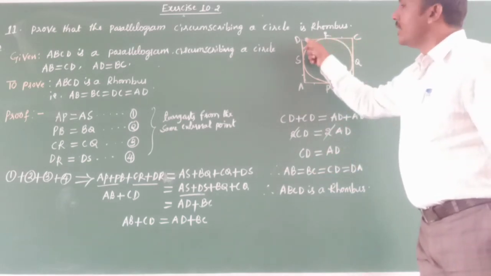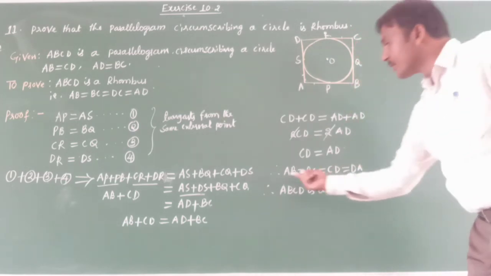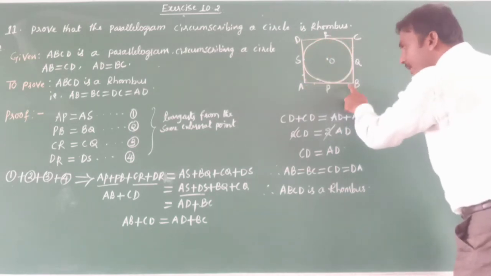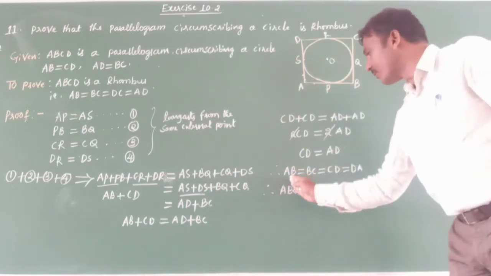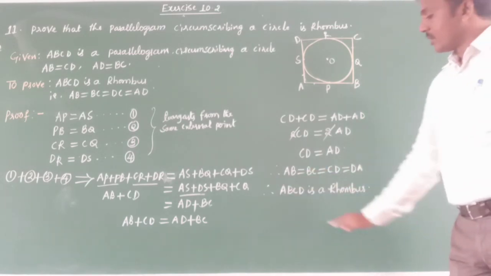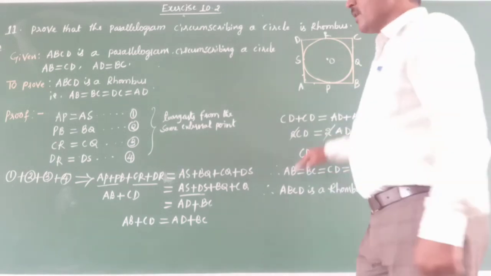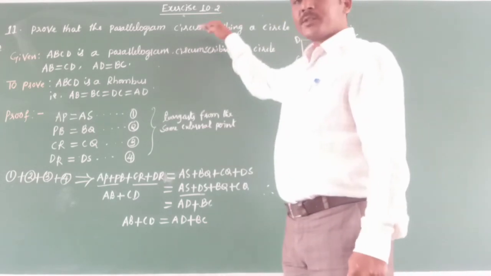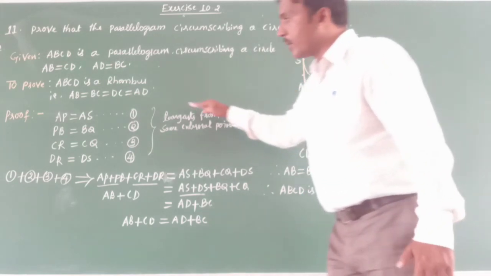CD is equal to AD. AD is the same as BC, and CD is equal to AB, so all sides will be equal. Therefore, AB is equal to BC is equal to CD is equal to DA. All sides are equal, therefore ABCD is a rhombus. This is the proof of the theorem. This is an important theorem, an important question. You have to practice it as it is. You need to draw the diagram and write all these steps.